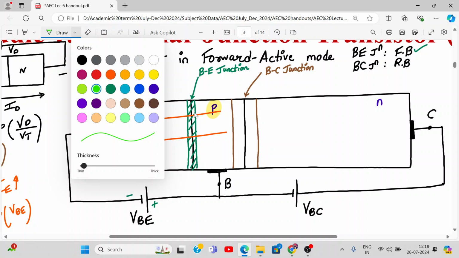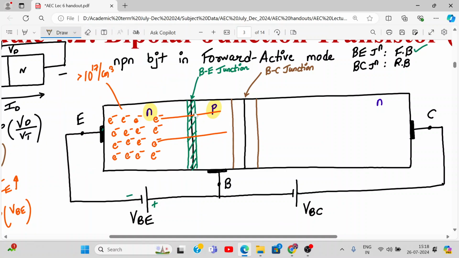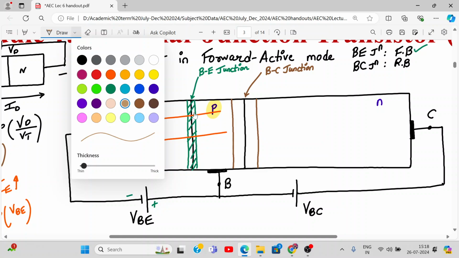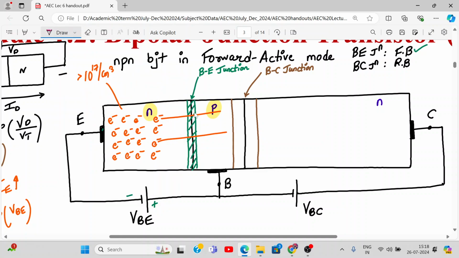What do you see over here? Holes. But the base region is very, very small. And it's not so highly doped as compared to this. Maybe here the doping concentration is around 10 raised to 15 or 14 or even lesser. Around 14 we will write. Quite less doping, a moderately doped base region.